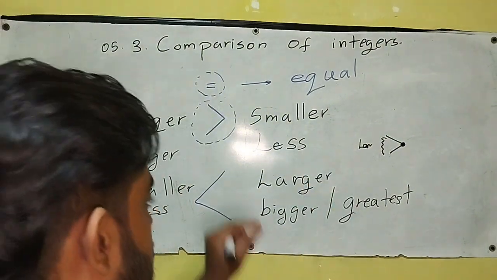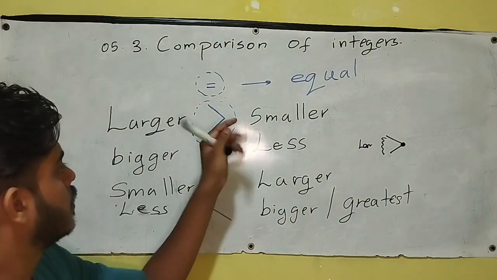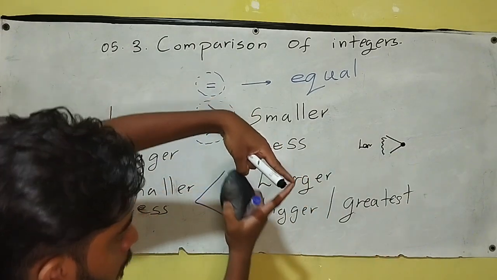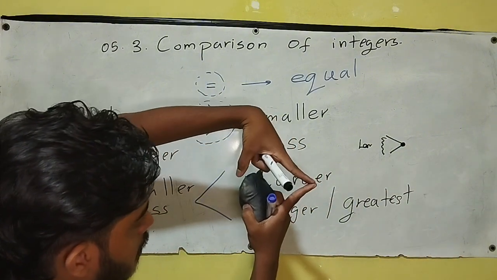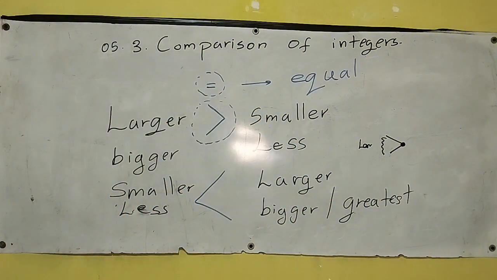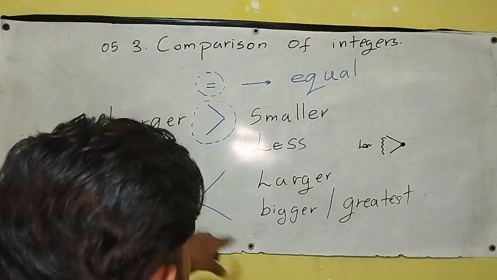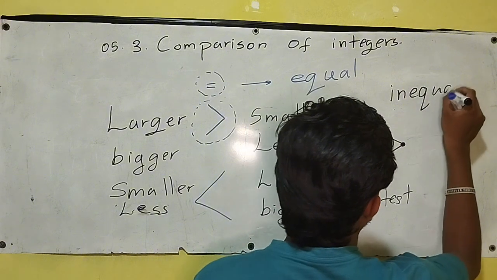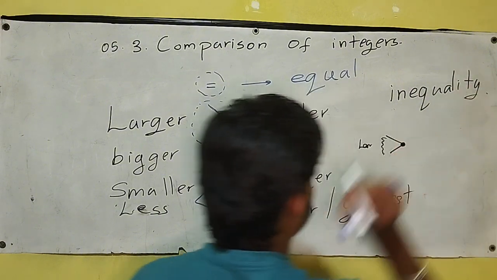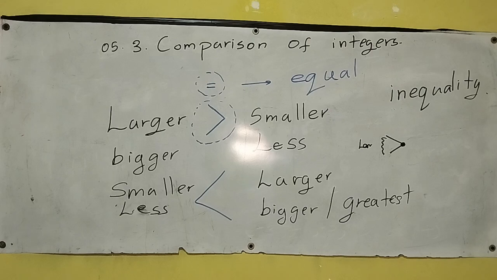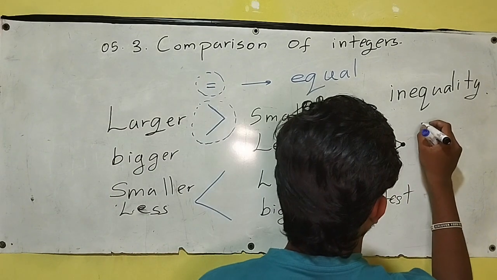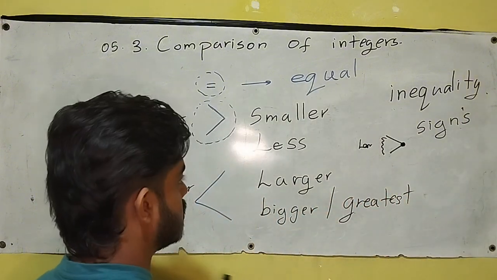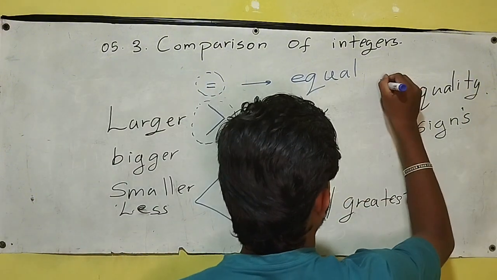Try to understand. Okay. Very easy thing. Try to remember this. Like this thing. Smaller, this side large. Okay. We are telling for these signs. What is the name? Inequality signs. This is the name.